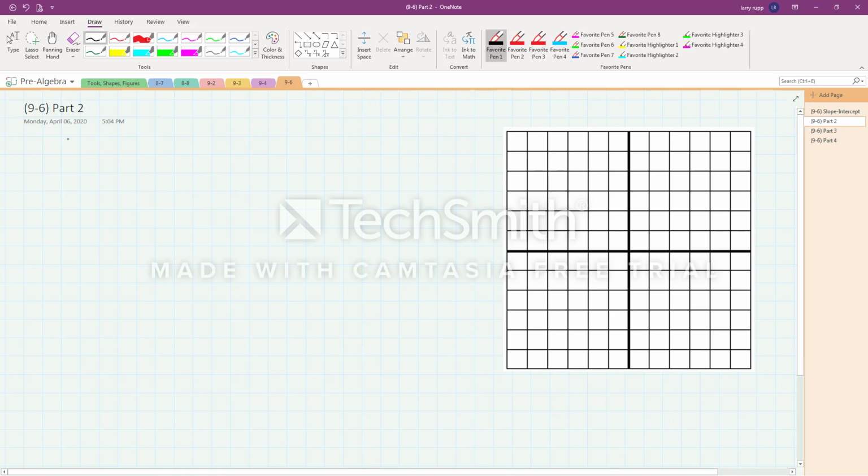Let's do another example. Let's do example 3 on page 496. And this is going to be an example of graphing using the slope-intercept form. Alright, and it says, graph this equation using the slope and the y-intercept. Alright, so here's the equation. Y is equal to -3/2 x minus 1.